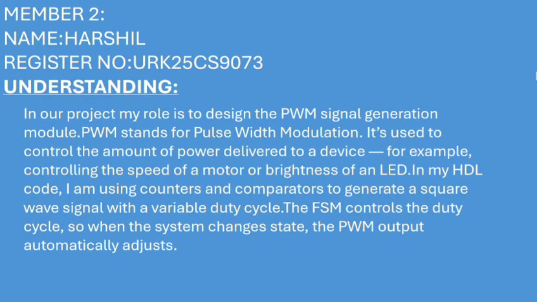My role in our project is to design the PWM signal generation module. PWM stands for pulse width modulation. It's used to control the amount of power delivered to a device, for example, controlling the speed of a motor or the brightness of an LED. In my HDL code, I am using counters and comparators to generate a square wave signal with a variable duty cycle. The FSM controls the duty cycle, so when the system changes state, the PWM output automatically adjusts.